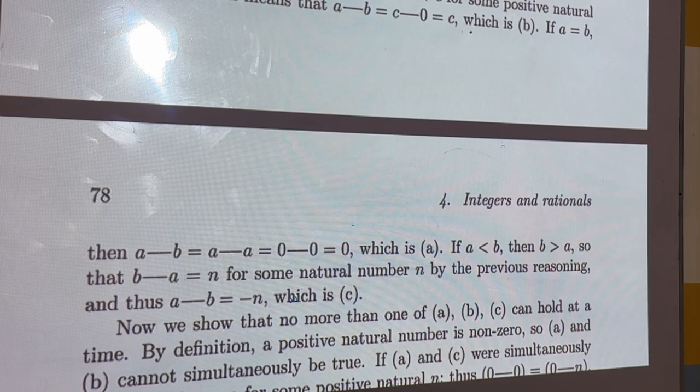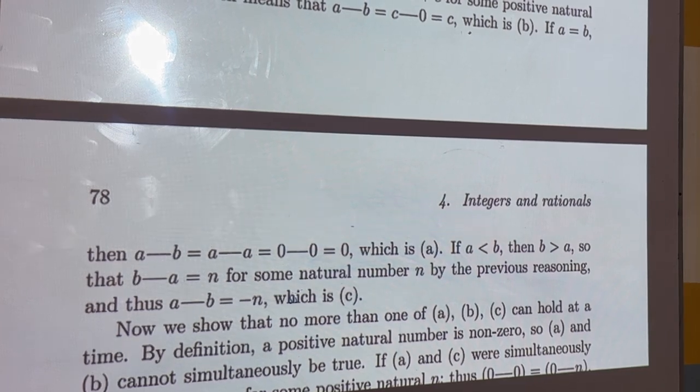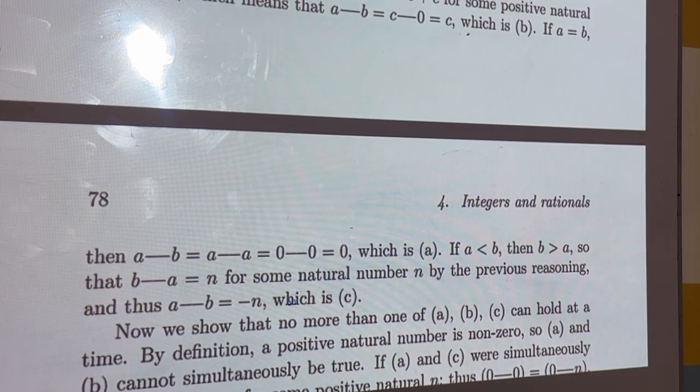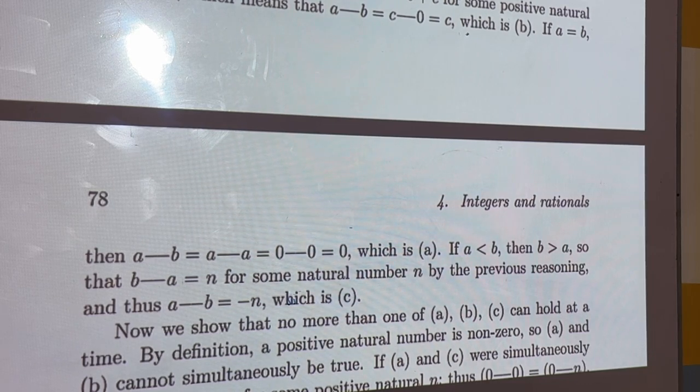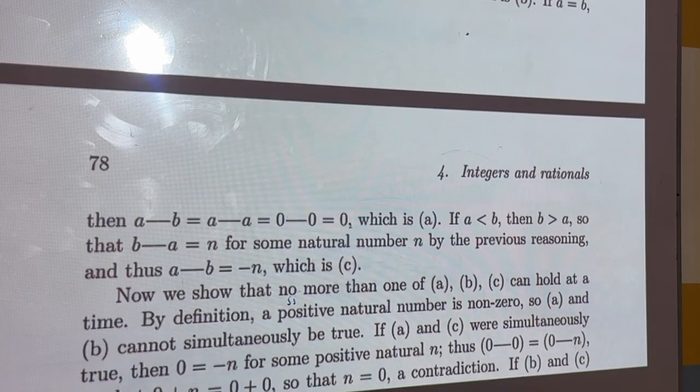And if a is less than b, then b is greater than a. So b minus a is n for some natural number, in my previous reasoning. Therefore, a minus b is minus of b minus a. So in which case, at least one of them is happening, we have proved now. Now we show that no more than one of A, B, C can hold at a time.